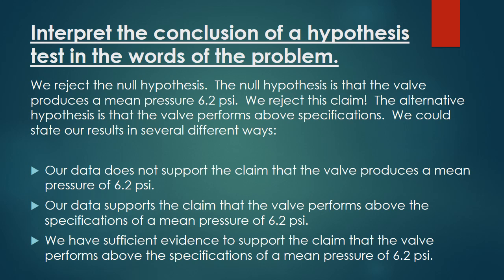And we could say this in the words of the problem in a couple of different ways. I'm going to give you 3 different ways. There are others. Just get the meaning across. Our data does not support the claim that the valve produces a mean pressure of 6.2 psi. Our data does support the claim that the valve performs above the specifications of a mean pressure of 6.2 psi. We have sufficient evidence to support the claim that the valve performs above the specifications of a mean pressure of 6.2 psi. So again, these are just a couple of different ways of saying the same thing. What does it mean to reject our null hypothesis?